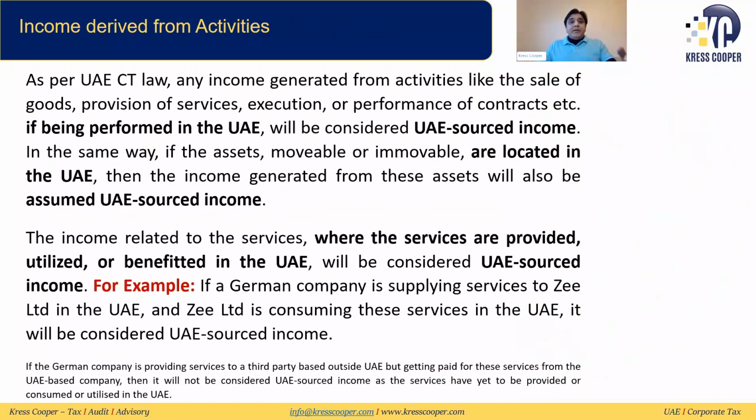There is a possibility that the sale of goods, the provision of services, and the execution and performance of a contract, as we discussed, is the third category. First category: income is derived from the resident person. Second category: income is derived from the PE of the non-resident person in the UAE. Third category: the income is derived from various activities like the sale of goods, provision of services, execution of performance of the contract. If all these things are happening in the UAE, then we'll say the non-resident person is earning UAE sourced income, and it will be subject to tax in the UAE.